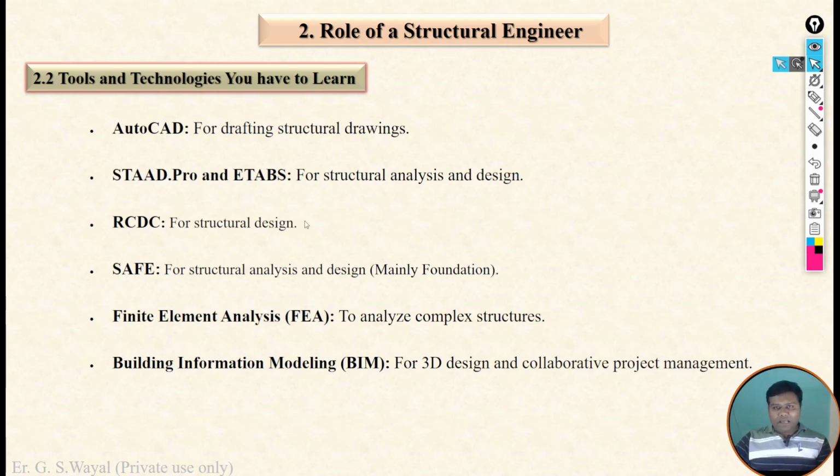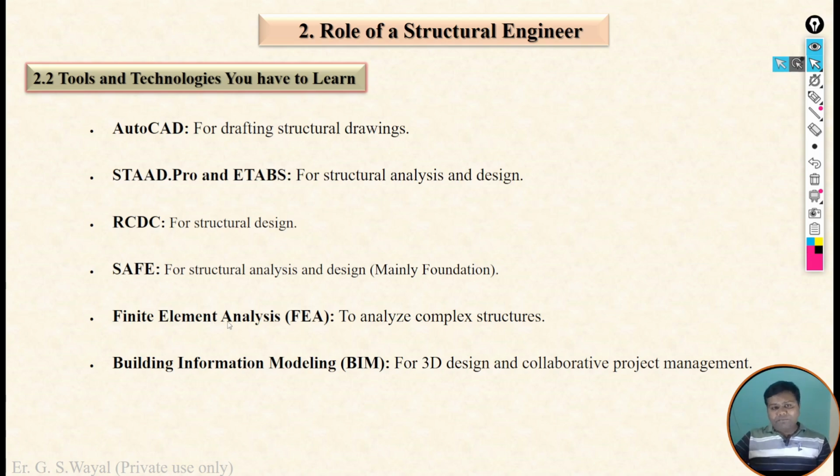Then STAAD.Pro and ETABS, as we discussed: STAAD.Pro is generally used for the analysis and design of industrial sheds, and ETABS we use for the analysis of RCC structures. Then the RCDC software we can use to design RCC members like beam, slab, column, foundation, etc. SAFE software is also there. That SAFE software we can use to design the foundation. Mainly foundations we can design in SAFE software.